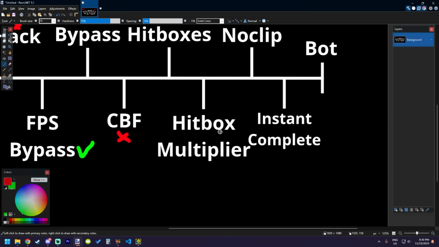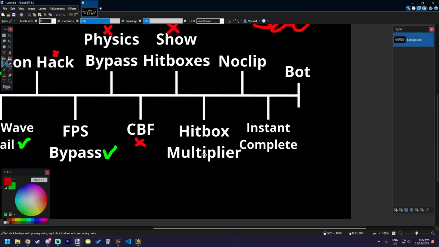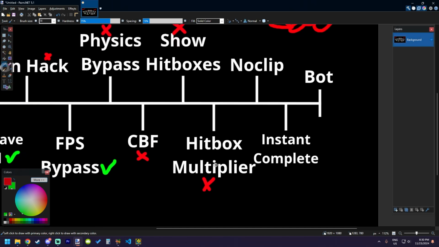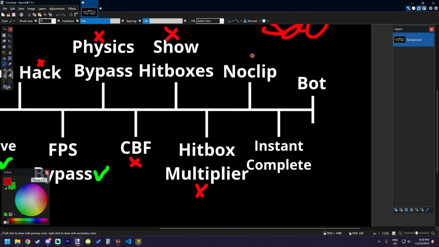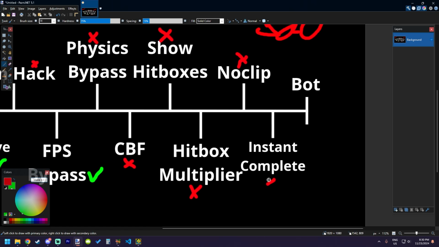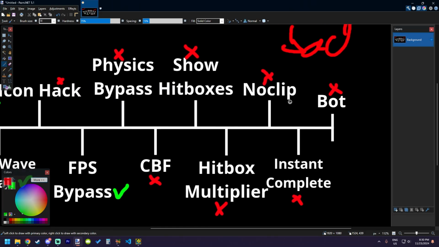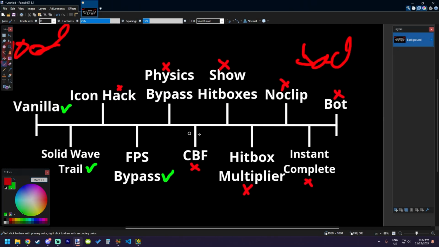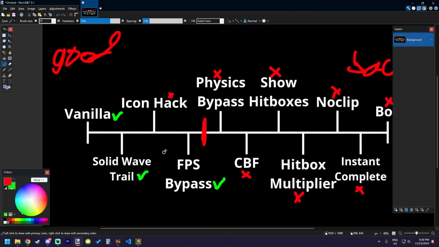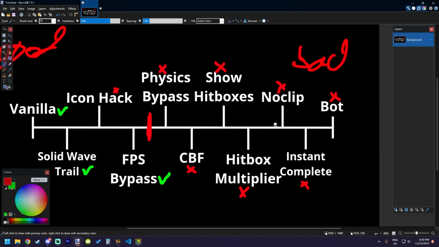So hitbox multiplier. What is this, bro? Hitbox multiplier by far is cheating. Okay, now we're getting to the weird stuff. No clip. No clip is 100% cheating no matter what happens, and instant complete, of course, and a bot 100%. So these things that have X's on them, I would not recommend at all, and I believe the line is going to be here for me. This is the cheating line, and I think it makes sense.